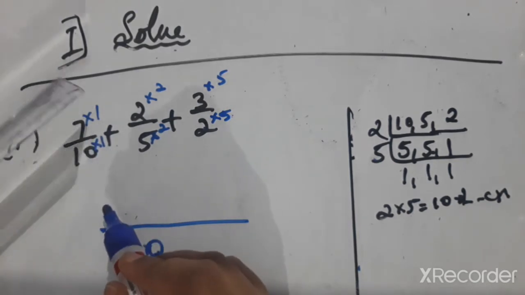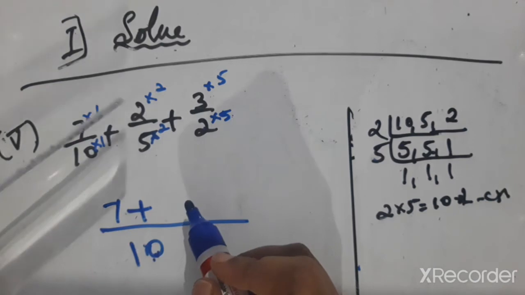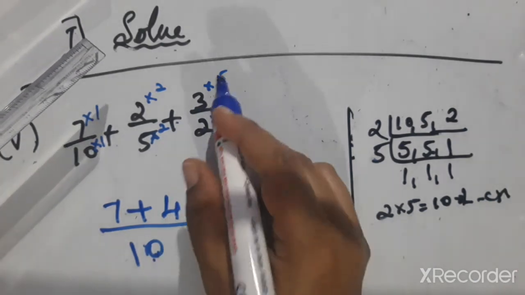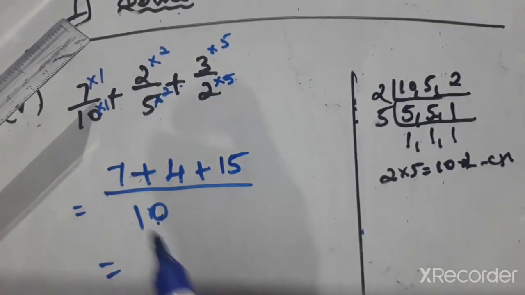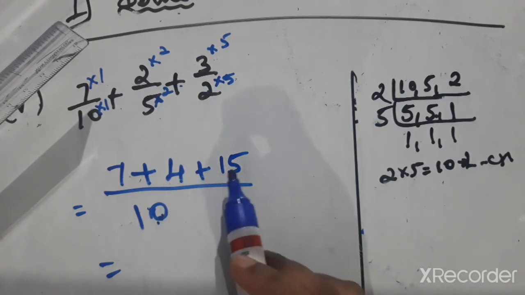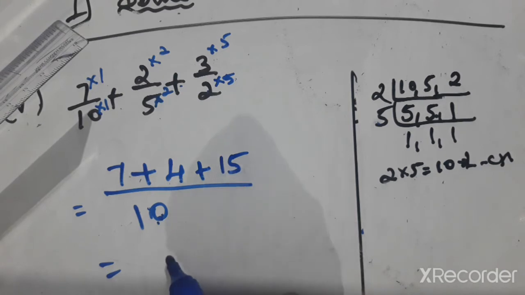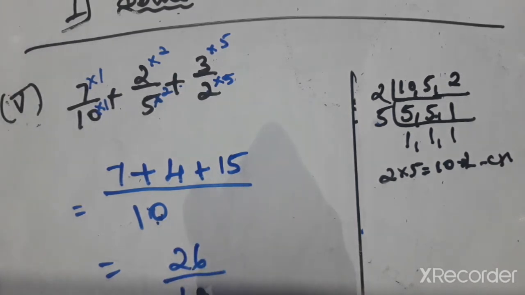Now 7 ones are 7. And here plus symbol, we have to write plus. 2 2s are 4. Plus symbol, so we have to write plus. 3 5s are 15. Now 7 plus 4 is 11. 11 plus 15 is 26. 26 by 10.